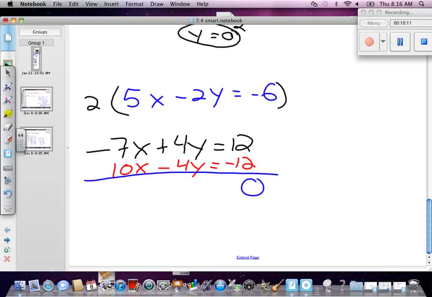12 plus -12 is 0. The 4y's cancel. -7x plus 10 gives me 3x. Divide both sides by 3. Good. X equals 0. You guys need to show all of your steps. So I'm going to plug this back into the original problem. I didn't change the top one, so let's put it in the top one.